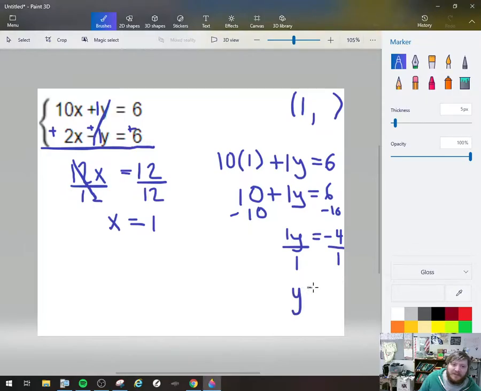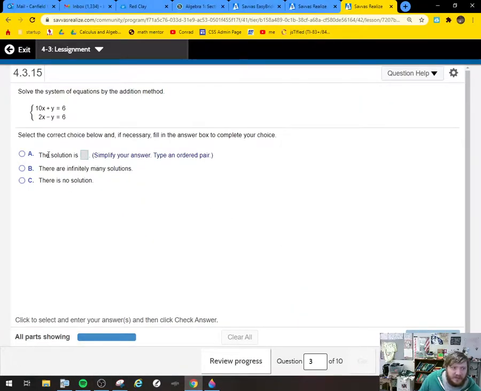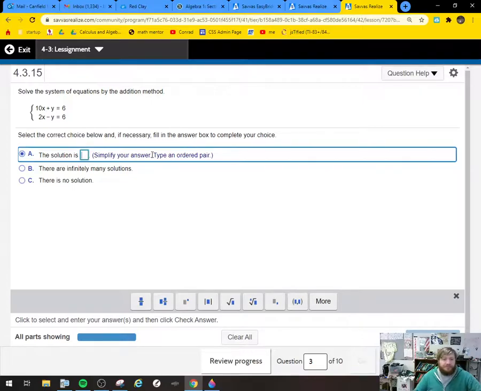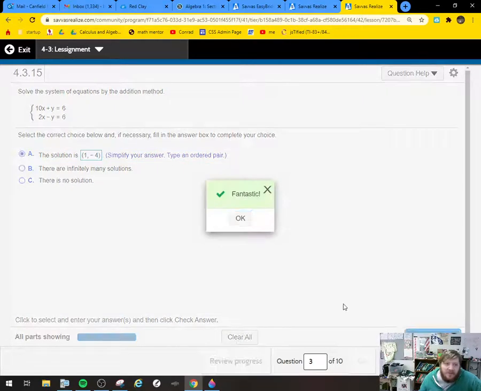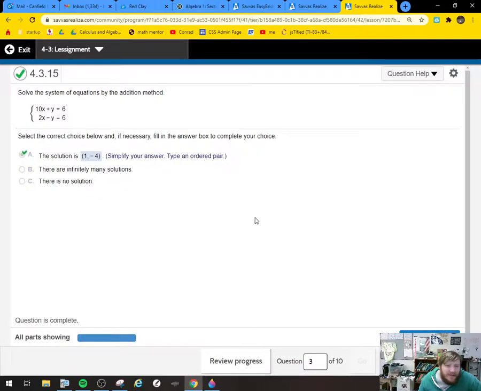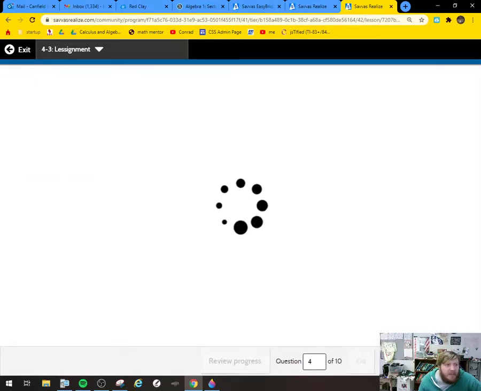So I got y is equal to -4. So I got 1 comma -4. So I can go into Savas, and I can type 1 comma -4, close my parentheses, and that should be another. I got it. Fantastic. All right, cool. Okay, so that's the basics.